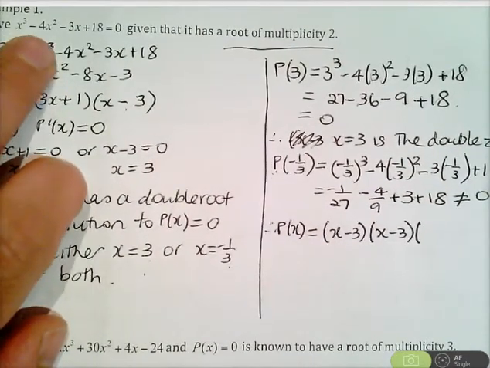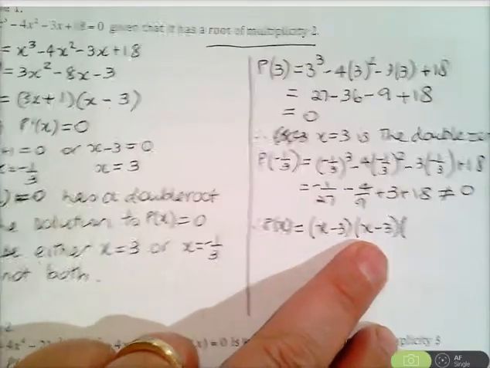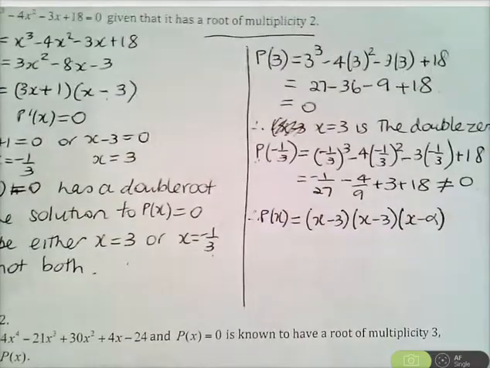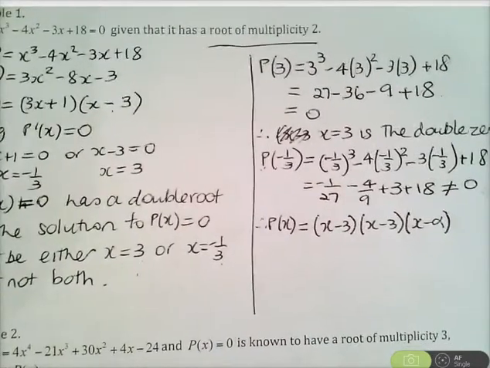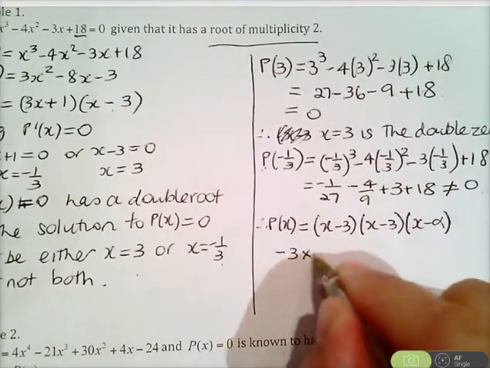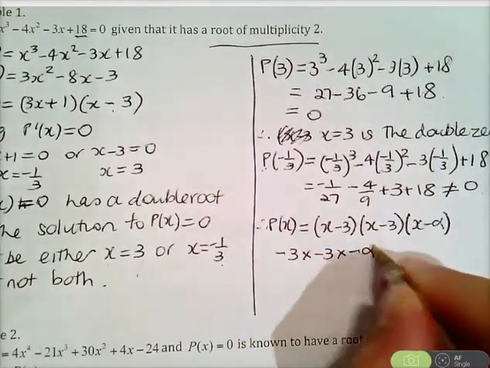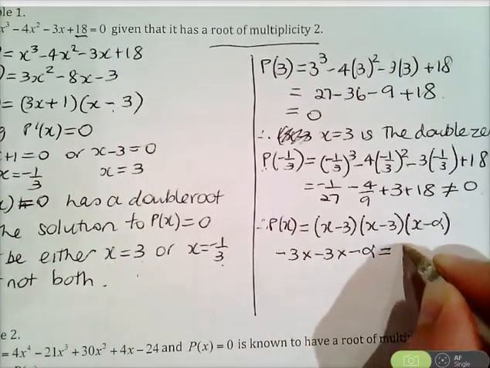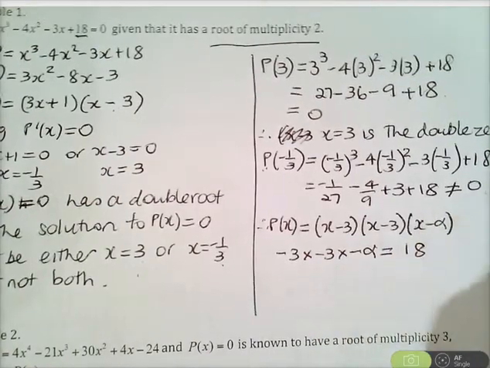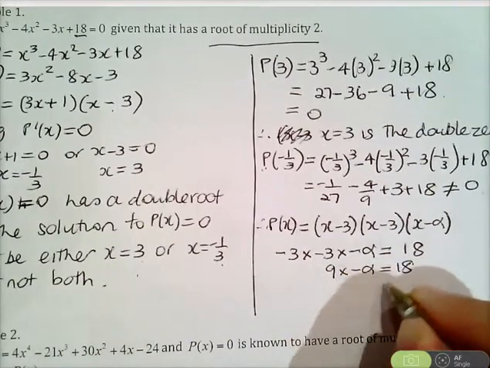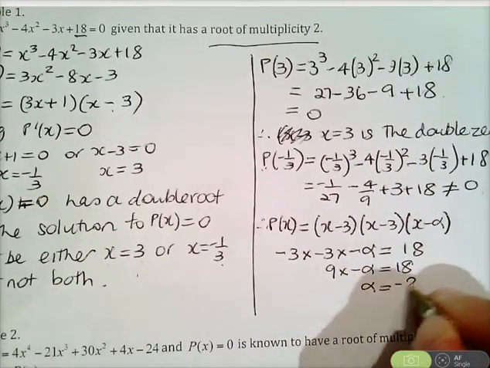Now, it is a monic polynomial, so we've got x minus 3, because they're two of the factors, and I'll just put x minus alpha for the last factor. Now, we know that the constant term of this polynomial is 18, so we can say that negative 3 times negative 3 times negative alpha is positive 18. So we get 9 times negative alpha is 18. So therefore alpha is negative 2.